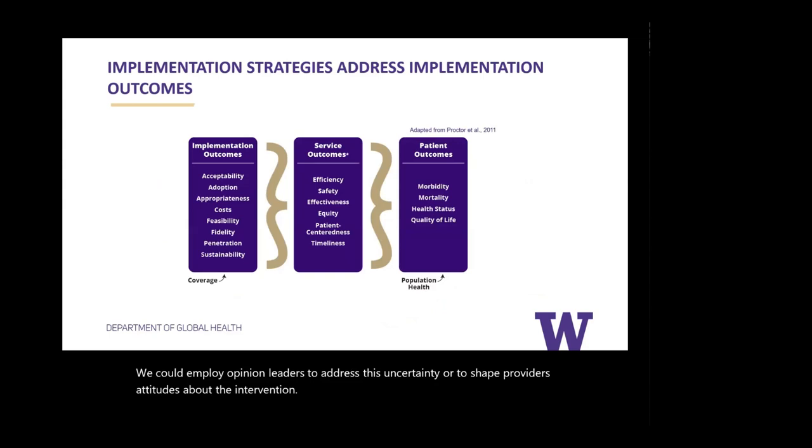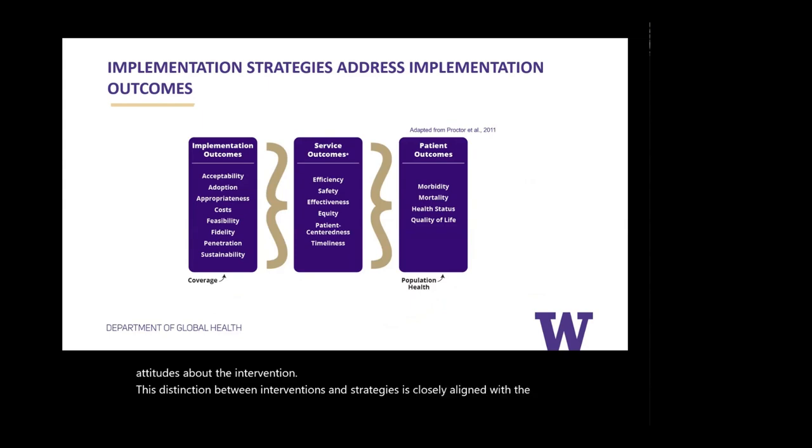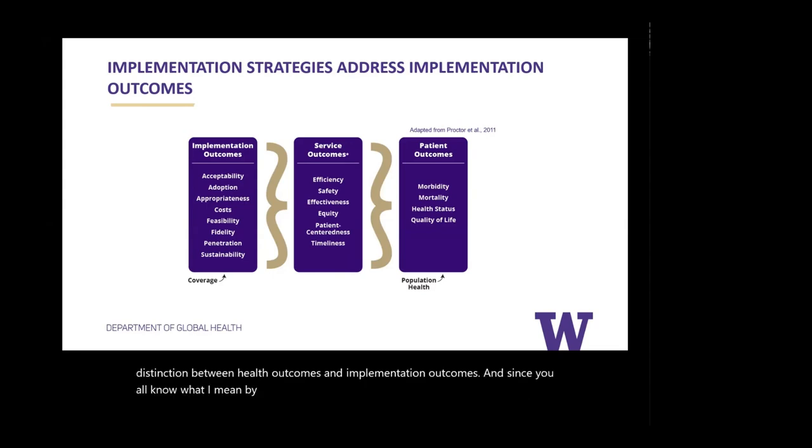This distinction between interventions and strategies is closely aligned with the distinction between health outcomes and implementation outcomes. And since you all know what I mean by health outcomes or mental health outcomes, I'm going to focus on implementation outcomes. So implementation outcomes are the effects of deliberate, purposeful actions taken to implement evidence-based interventions, new treatments, new practices, new services, and so forth. In other words, they are the effects of implementation strategies. They are the kinds of outcomes that we are trying to address or improve with implementation strategies.